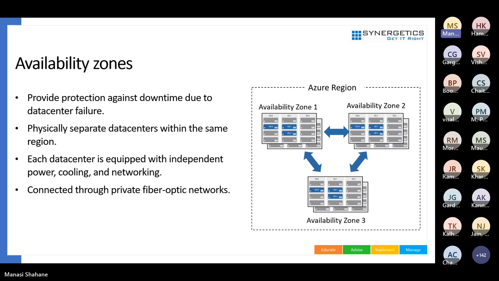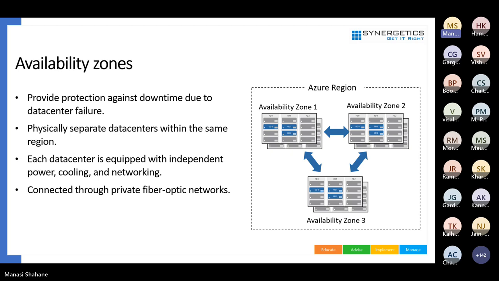When you select a region, it has only three availability zones. It can't have more than that. And each availability zone can have one or two or three data centers depending on what Azure has decided. We don't know, it is up to Azure to decide how many data centers to put in availability zone one, how many data centers to put in availability zone two.